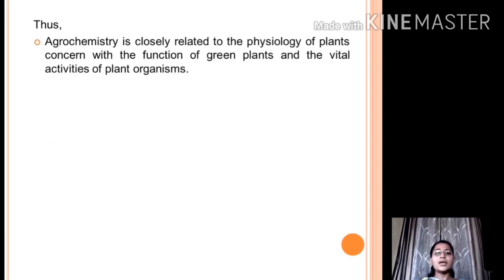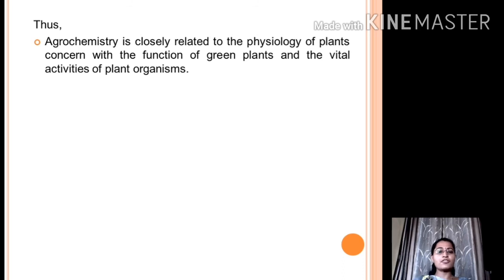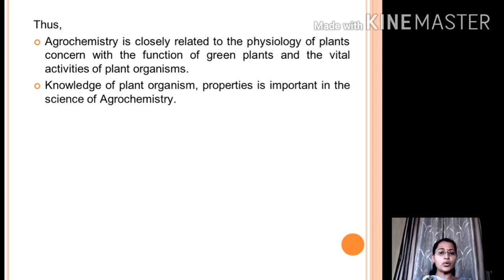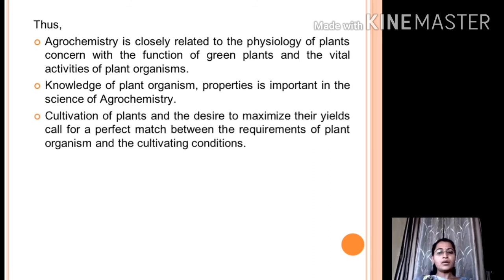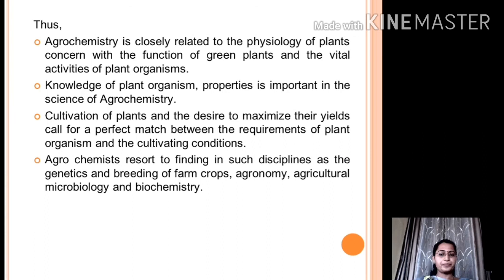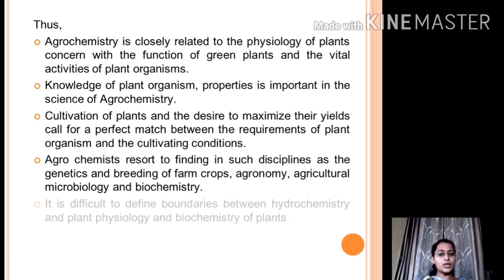Thus, agrochemistry is closely related to the physiology of plants, concerned with the function of green plants and the vital activities of plant organisms. Knowledge of plant organism properties is important in the science of agrochemistry. Cultivation of plants and the desire to maximize their yields call for a perfect match between the requirements of the plant organism and the cultivating conditions. Agrochemists resort to findings in such disciplines as the genetics and breeding of farm crops, agronomy, agricultural microbiology, and biochemistry.